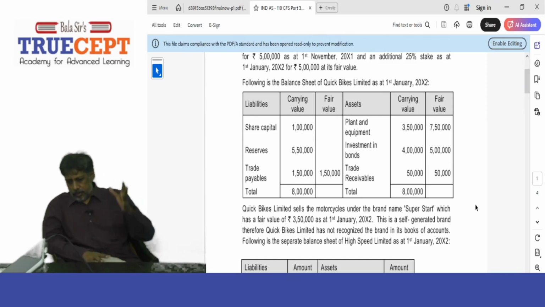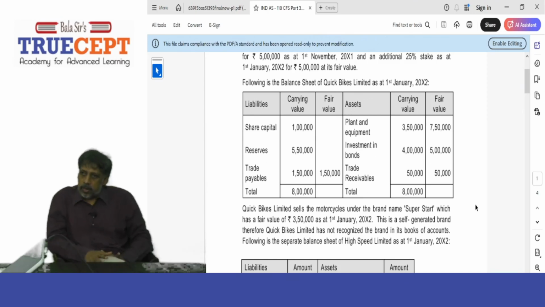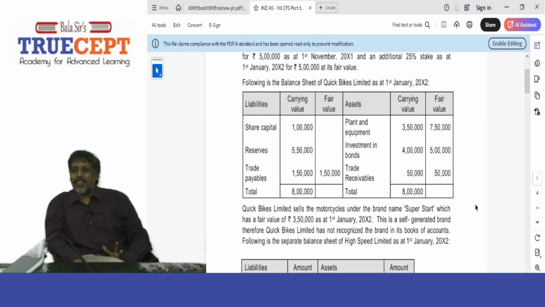Now tell me, Sneha, please go ahead and calculate the fair value of net identifiable assets. Take a calculator. How much is property, plant, equipment, fair value? 7,50,000. Key in that number, plus how much in investment? 5 lakh rupees. Next, trade receivables 50,000 fair value, take it. And also include brand, 3 lakh 50,000. Add that also.